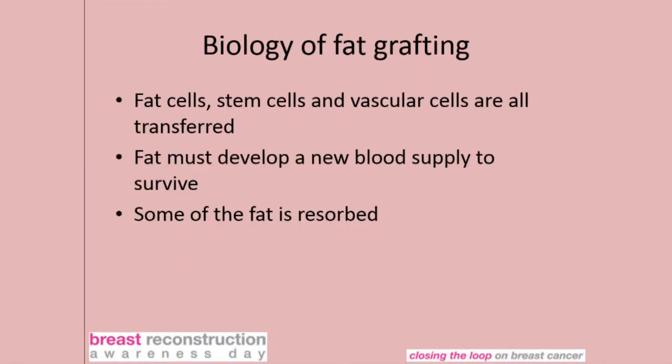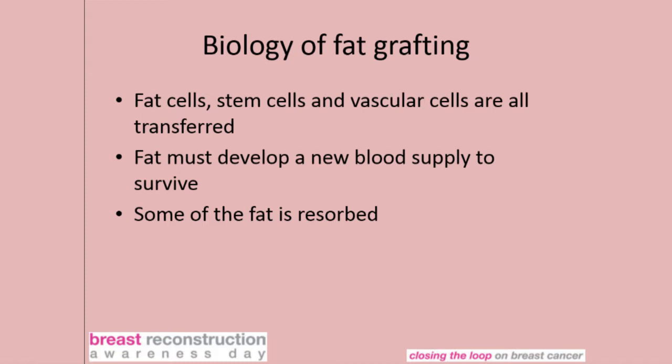My interest is in the biology of fat grafting. I'm not going to really go into it much here, except to say that when we transfer this fat, it's not just fat cells that get transferred. It's all the other cells that live in that area too. So there'll be some vascular cells for the vessels, and there'll be some adult stem cells that are the cells that renew and make more fat. So when we transfer the fat, we transfer other cells with it.